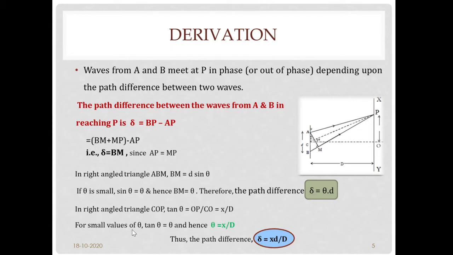So again, for small values of theta, tan theta can be approximated to theta. So theta will be x by D. And we are substituting this expression in the equation of path difference delta, that is theta into d, which will become x into small d divided by capital D. So this is the path difference.